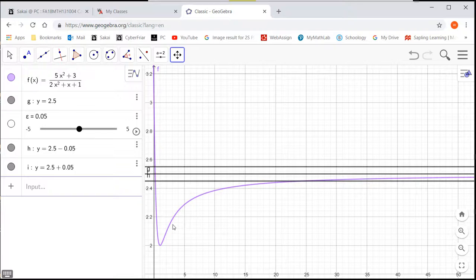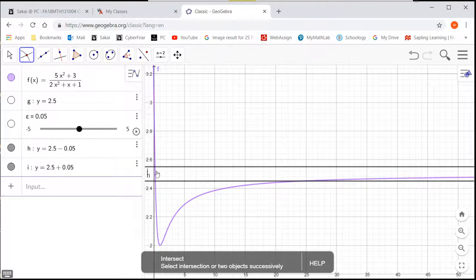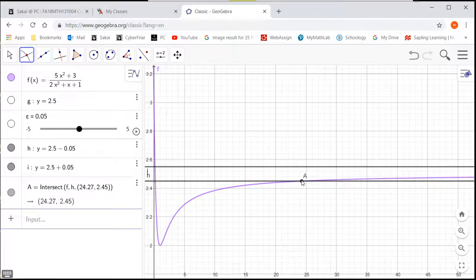You can see that the graph is going to go into the acceptable region, which is right there. Starting from that point on, it seems like it stays inside the acceptable region. So we want to find that point. I'm going to use the intersect tool, go to the intersection, and click there. So we found the intersection.